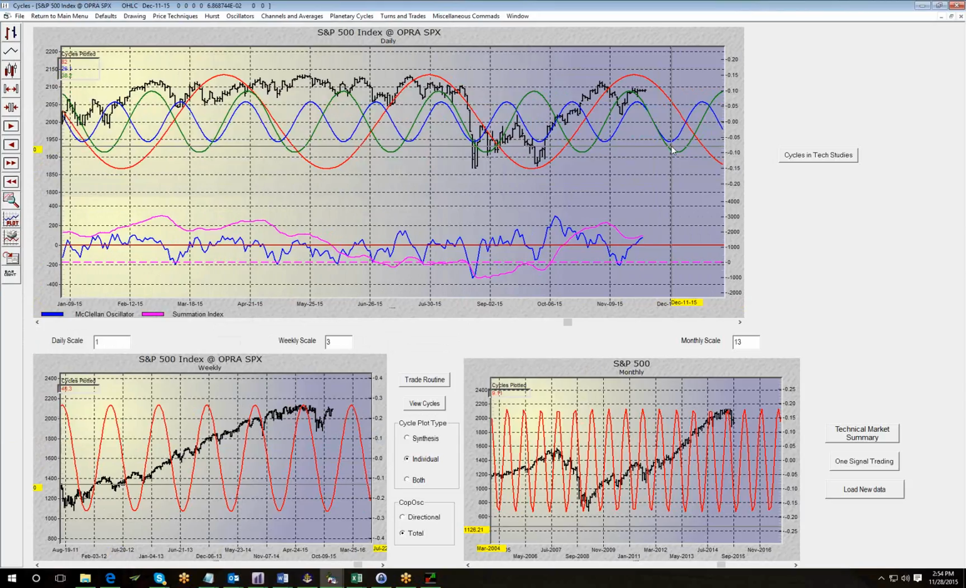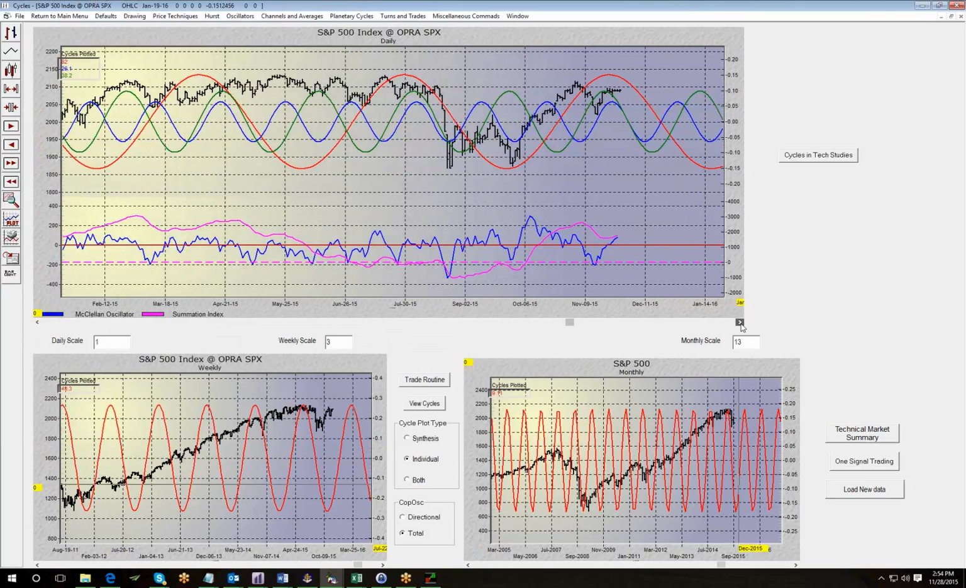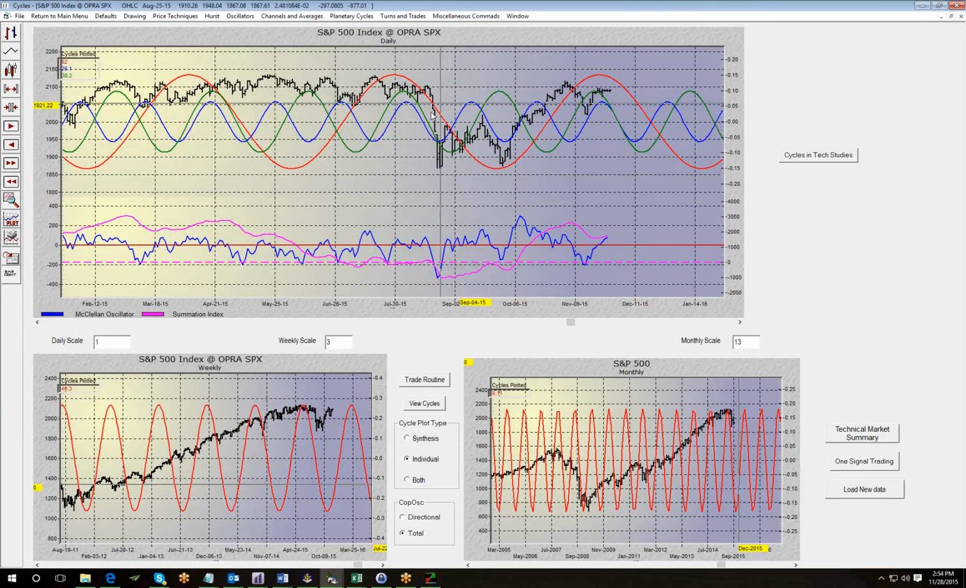In other words, what we're looking at is a move down, a move up from about the 15th of December on up into the year. Now, this is a very complex bottom, and we don't expect this to be a complex bottom.